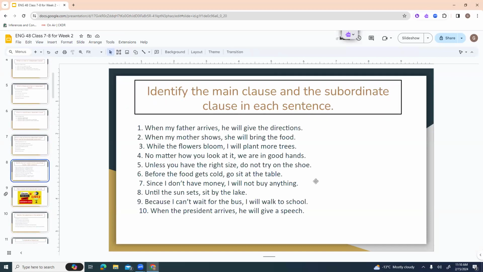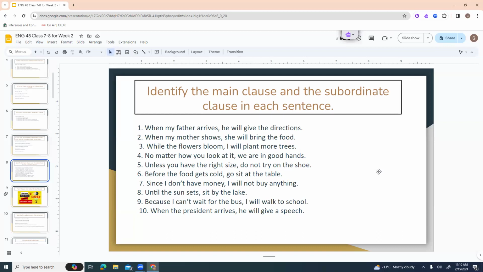Okay. So these sentences are complex sentences, which if you remember means they all have a main clause and a subordinate clause. So they all have both. Okay, so let's look for the main clause and the subordinate clause. When my father arrives, he will give the directions.